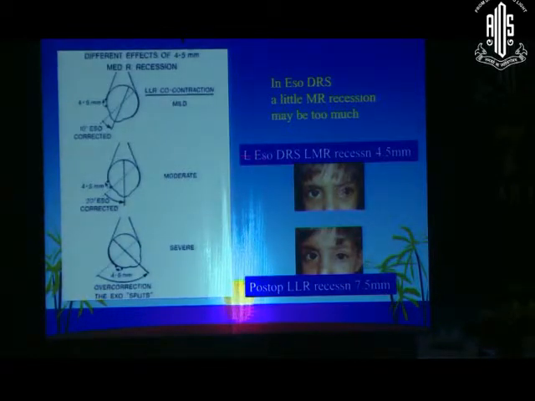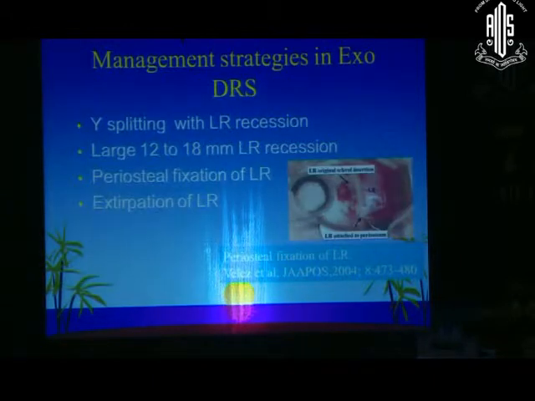Now this child, you see here, had left eso DRS, and 4.5 mm of MR recession alone has caused, on the second day, a marked exo and worsening of the adduction. So what we need to do as a post-op again is an LR recession of 7.5 mm to correct it. Remember, this may have to be done if you are missing the co-contraction in the initial phase, so that you have a consecutive exo on the next day.